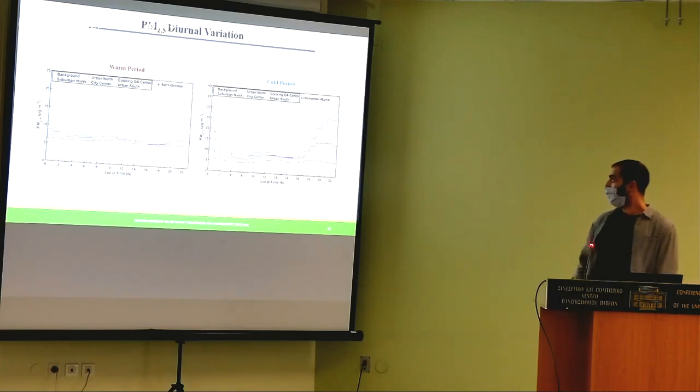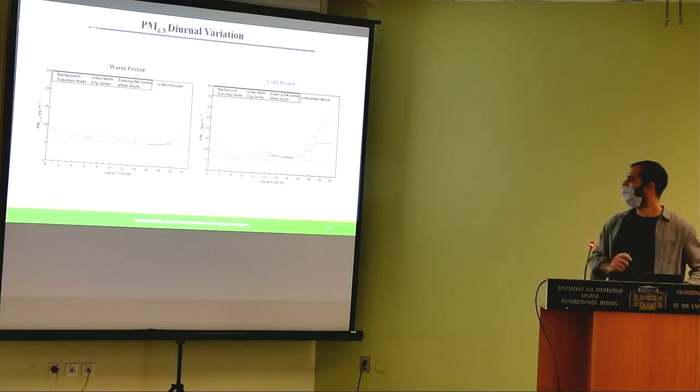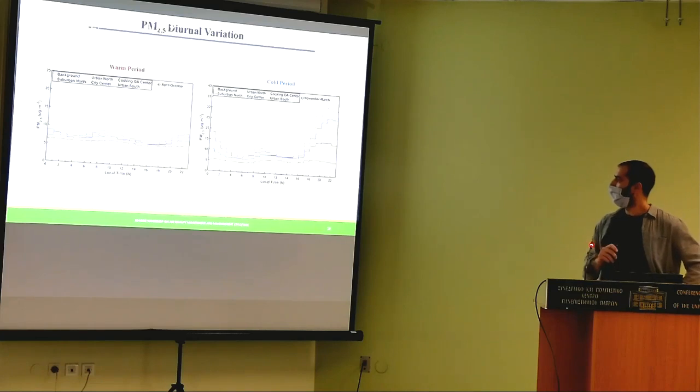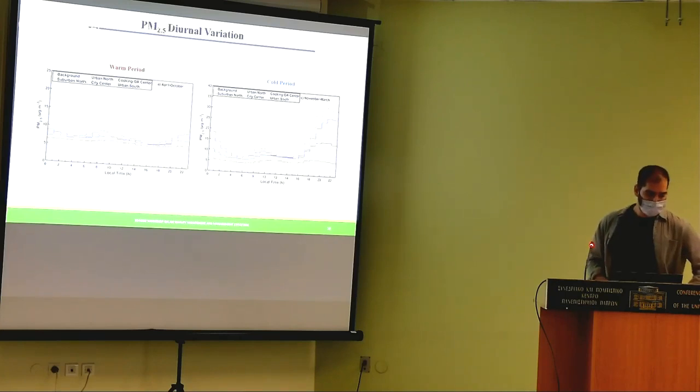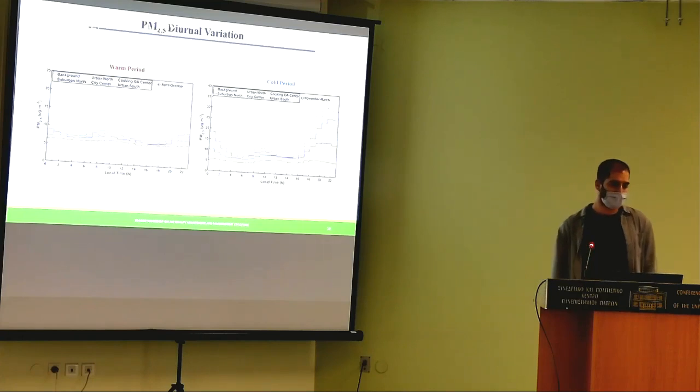We also examined the diurnal variation during the warm and the cold period. On the left figure, you can see the diurnal variation from April to October. From all areas except the cooking one, the diurnal cycle was rather flat during the day, and 2 peaks were identified, one during the morning and a night one.